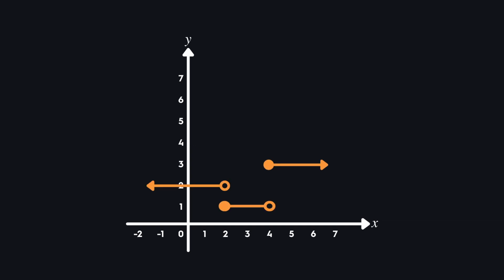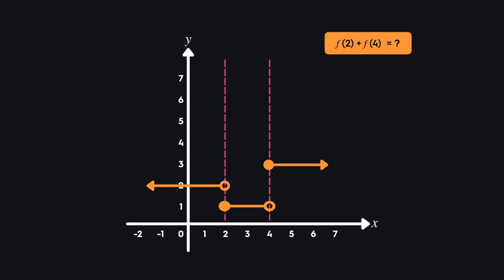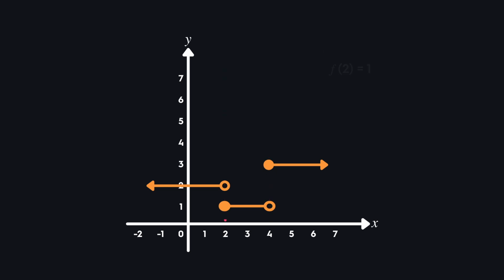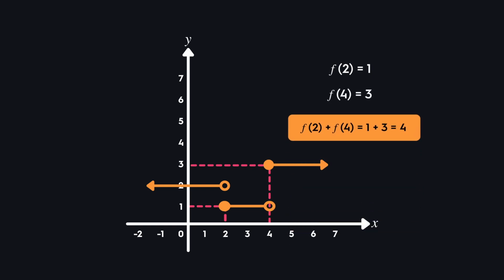Now, let's apply this to a typical SAT question. Find f of 2 plus f of 4. At x equals 2, you may see more than one point on the graph. On the SAT, only the point that actually belongs to the function counts. In this case, that's the closed circle. So f of 2 is 1, and f of 4 is 3. Add them together, and you get 4.